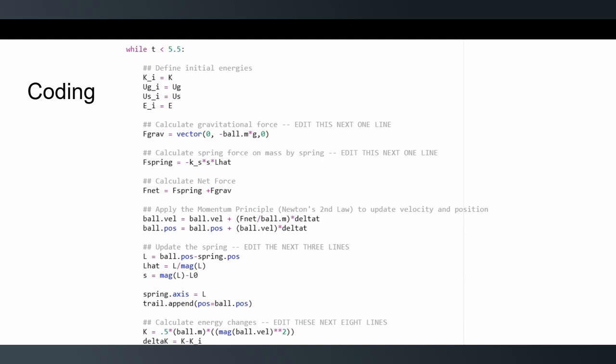So the coding, this is the bulk of the coding that we used, and so we use the position update formula, and we use V final because the spring force is not constant throughout the entire time. So that force is not constant. We cannot use the average to update the position update formula. We have to use V final. And you can see how we update the velocity, update the position, and update the spring force, L hat, and what S is. And then we calculate all the changes in energies to be able to graph these.